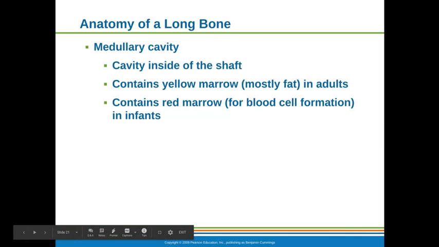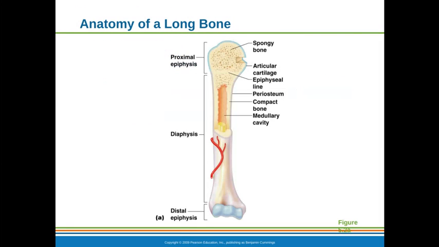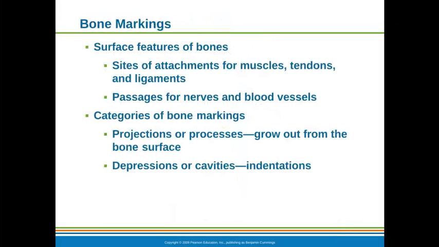Okay, now the medullary cavity, this is the cavity inside the diaphysis. It contains yellow marrow, which is mostly fat in adults, and red marrow for blood cell formation in infants. So we'll see that transition from red marrow to yellow marrow by adulthood for fat storage.